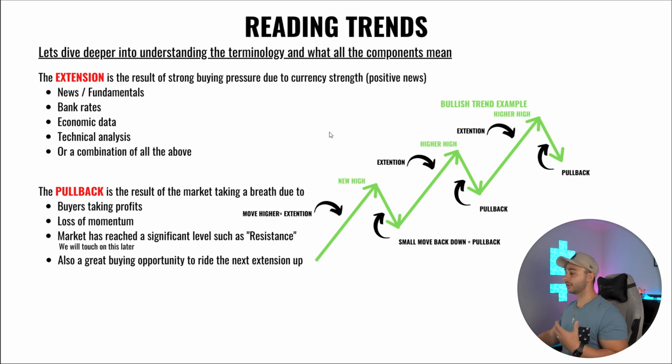bullish trend. So the extension is the result of strong buying pressure due to currency strength. So when in an uptrend and you see price moving upwards, it's due to either positive news, which is fundamentals, bank rates, economical data, technical analysis, or a combination of all the above. And the pullback is the result of the market taking a breath due to buyers taking profit, loss of momentum. Market has reached a significant level of resistance, also a great buying opportunity to ride the next extension up.